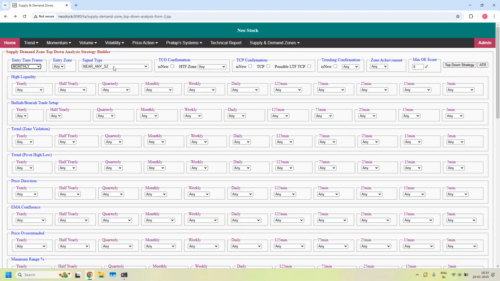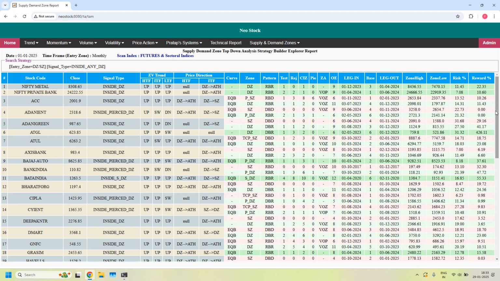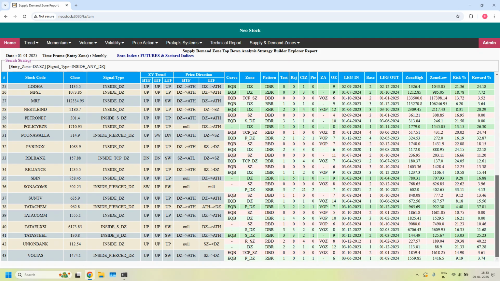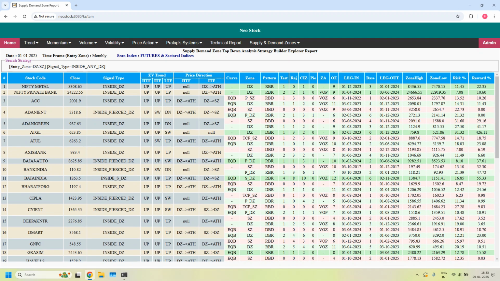Next, monthly time frame. Price closed inside the monthly demand zone. We got 43 stocks. First 18 stocks in the list. I'm scrolling the list down.